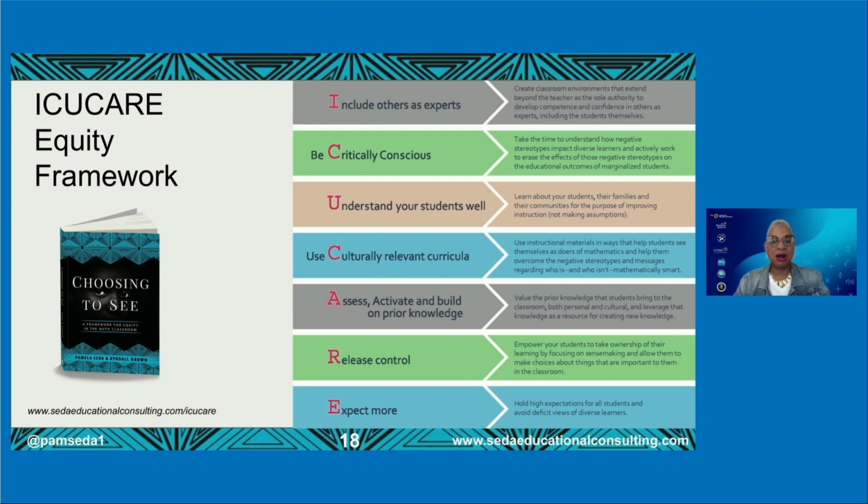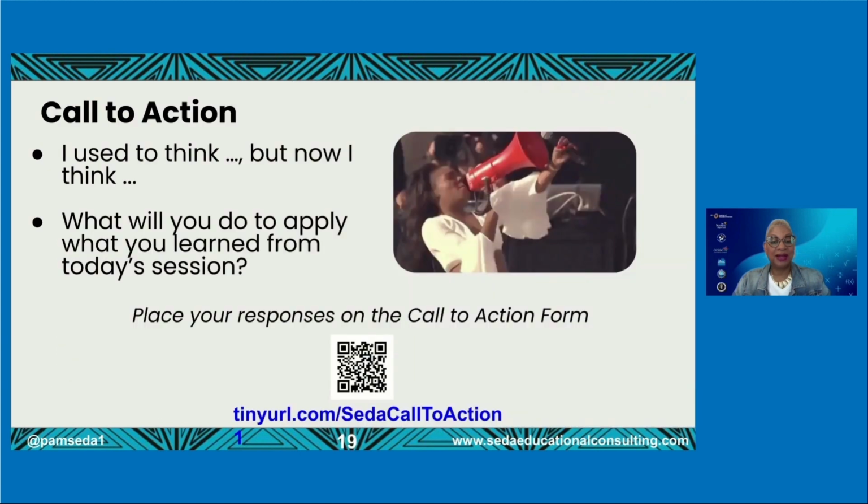So those are the 7 mistakes and the 7 things that we can do about it. So what I would like for you to do right now is think about what you want to do as a result of this learning. In essence, I call this a call to action.